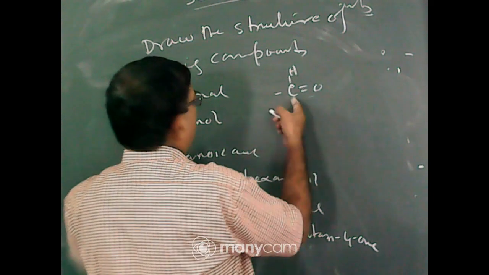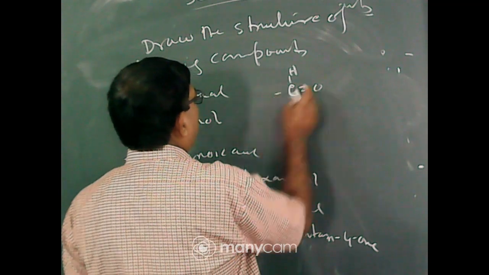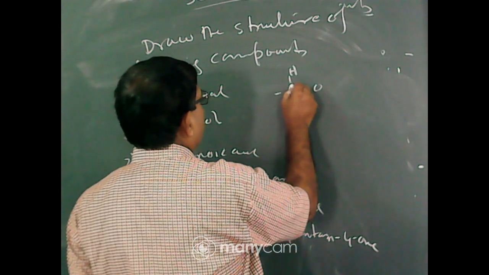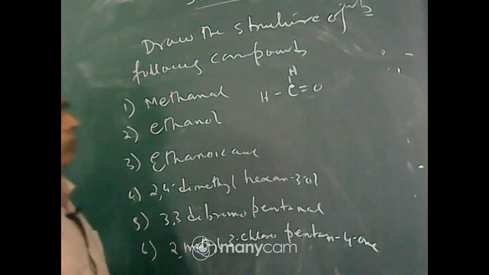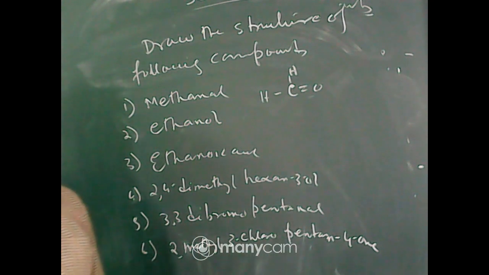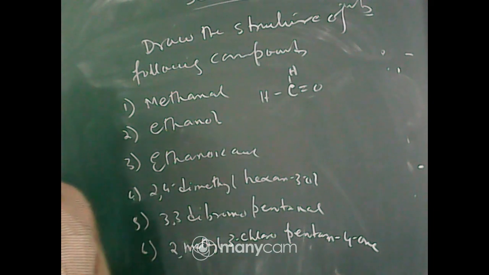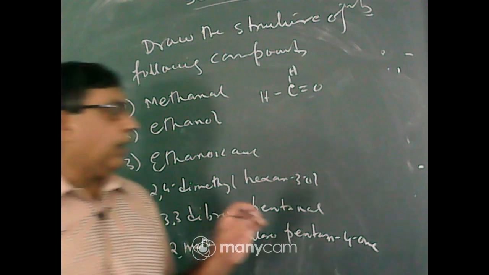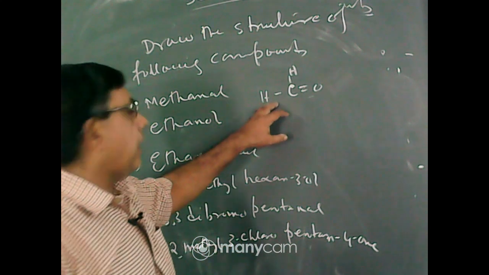Now, in methanal one carbon is already present, so there is no need to write another carbon. Now balance the valency, 1, 2, 3, 4. So HCHO will be methanal. Only one carbon and it is an aldehyde, so the CHO group is present. So it is called methanal. Understood? Hello student, any problem about the structure of methanal?